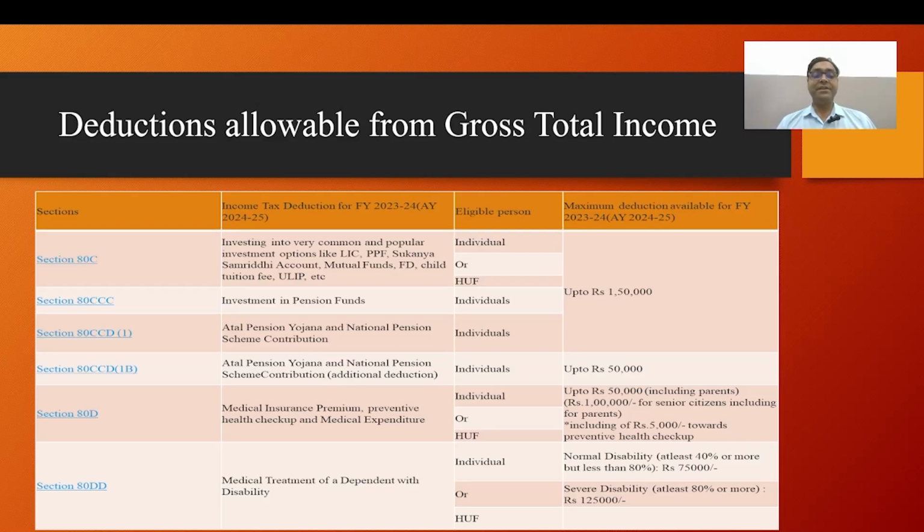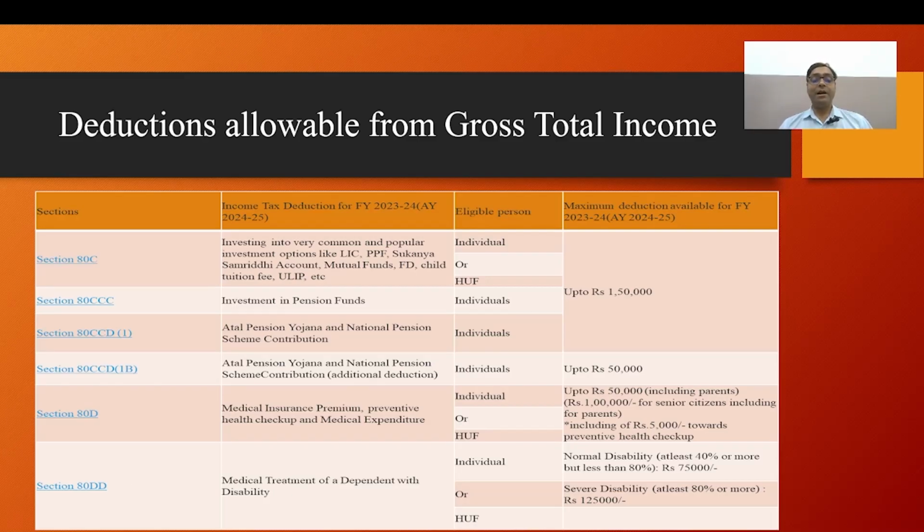Now section 80D. 80D covers medical insurance premium, preventive health checkup and medical expenditures, and it applies to the individual and HUF, up to 50,000 including parents, and 1 lakh rupees where one is a senior citizen, including 5,000 towards a yearly preventive health checkup for the family, individually, and the total is for the policy holder.